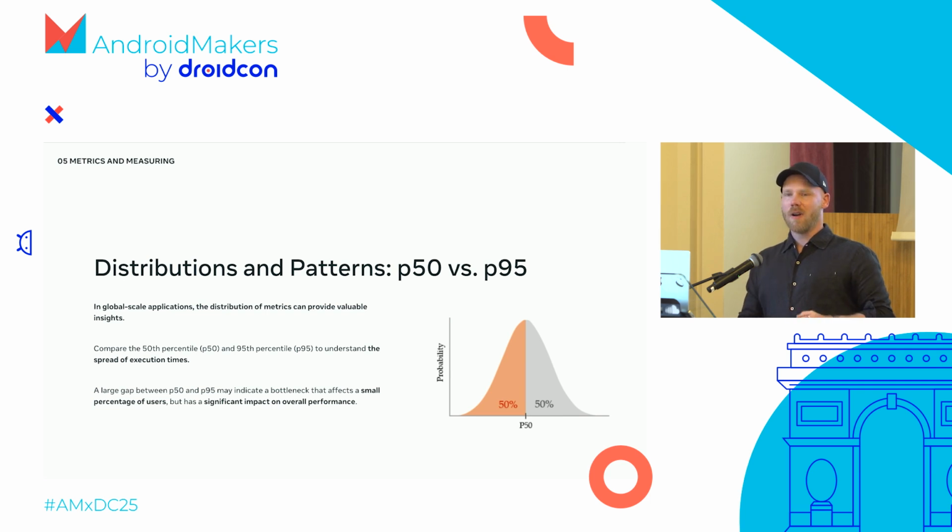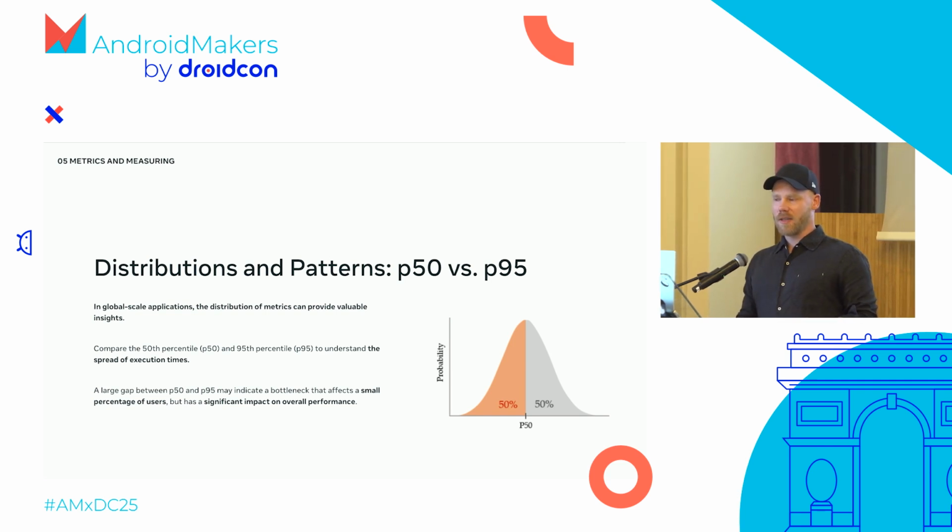So if we look at more large-scale or global-scale applications, the distribution of metrics will provide valuable insights as well. If we compare the 50th percentile, so the average, and the 95th percentile, we can understand the spread of execution time. So a large gap in this could indicate that there's a bottleneck that affects a small percentage of users, but with significant impact on performance. It could even render parts of the app useless for certain users. If the app is freezing, the users are stuck, or the app is just crashing.